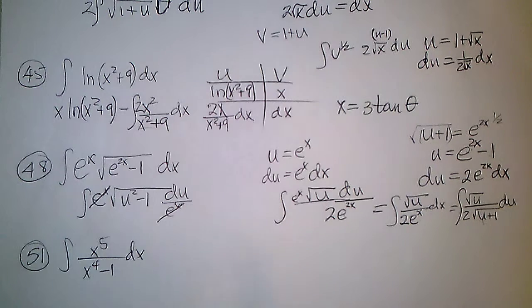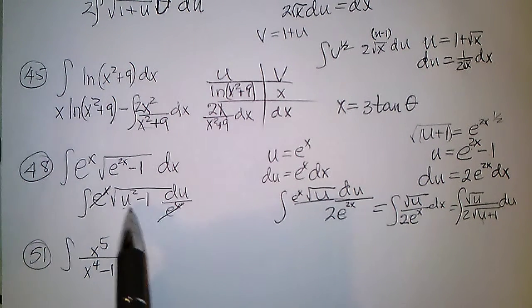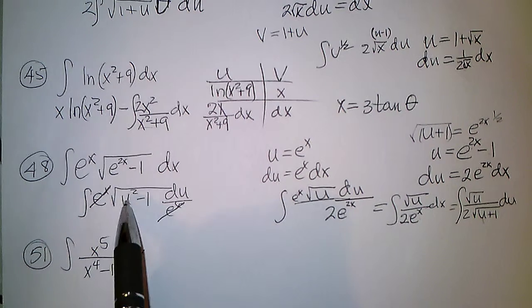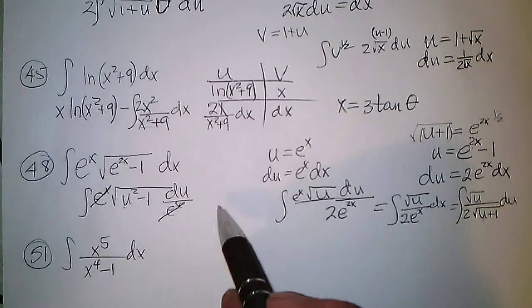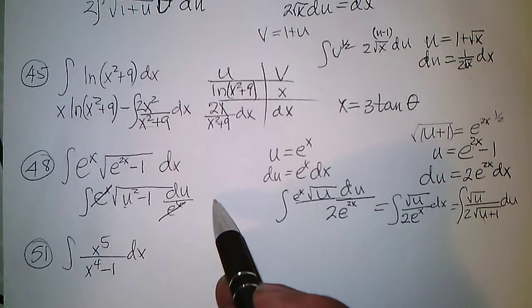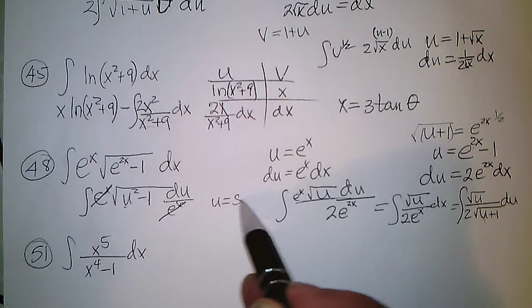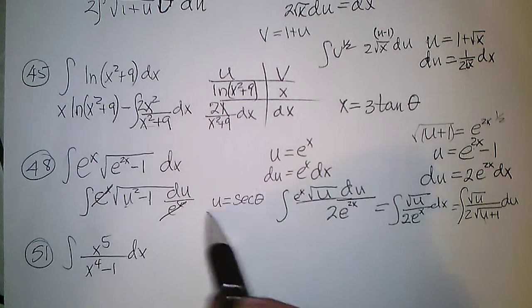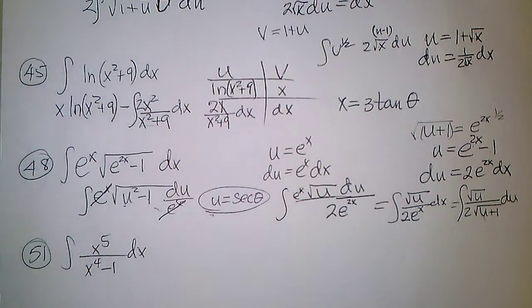And I don't think I like that one. I like this one better. And doing a trig substitution, u squared minus a squared is a secant substitution. So I let u equal the secant of theta. And do this one.